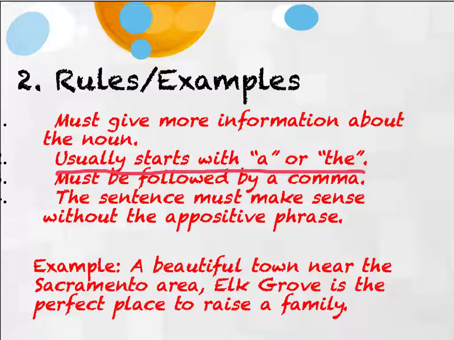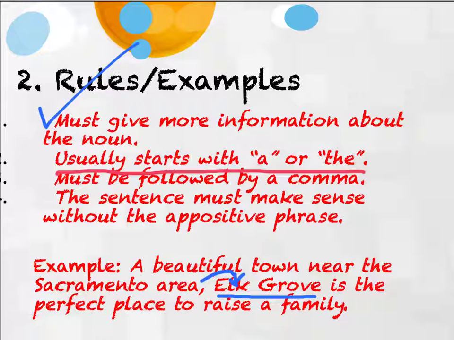So let's go ahead and check these rules right here. First rule, must give more information about the noun. Well, the noun is going to be Elk Grove here. Let's see if this first part gives more information about it. A beautiful town near the Sacramento area. Well, that's giving us more information about what Elk Grove is. That's where I live, by the way. So it gives more information about the noun. Boom, we got rule number 1.